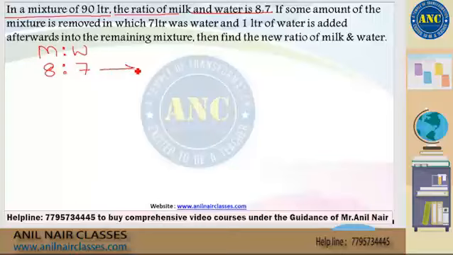8 plus 7. Initially 8 liters of milk, 7 liters of water. Totally 15 liters of mixture is present according to the ratio. But the question says totally 90 liters of mixture is present. 15 is becoming 90. 15 into 6 is 90. 8 also multiply by 6. 7 also multiply by 6. Now read the next statement, sir.